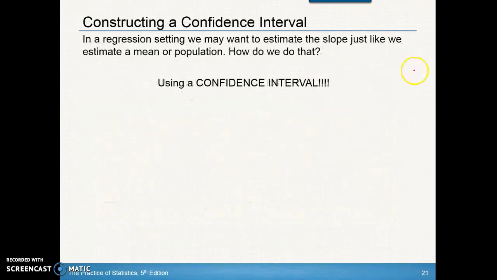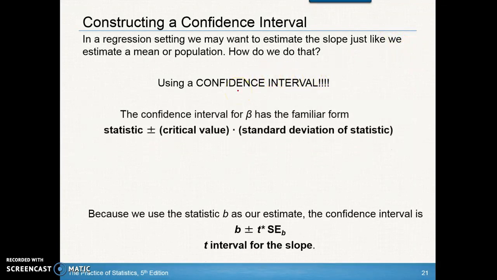All right, the next thing we're going to take a look at is using a confidence interval. Now, what exactly is a confidence interval going to estimate in this case? The confidence interval for beta, so remember big beta is going to be the population slope. What this is estimating is, the confidence interval gives you a possible range of values for the population slope.